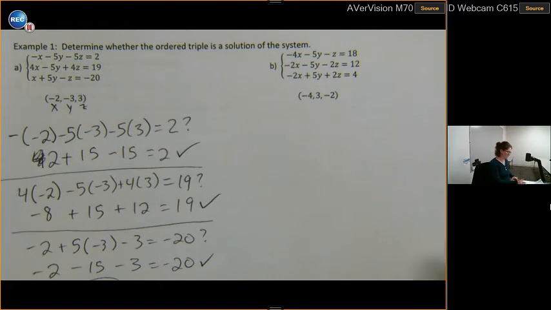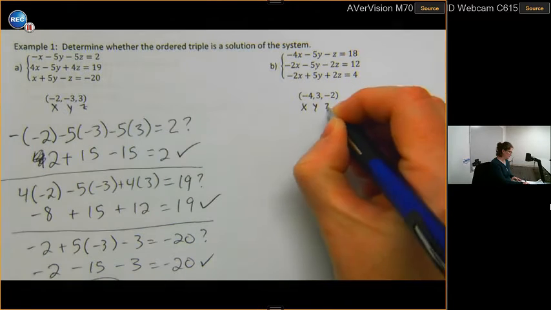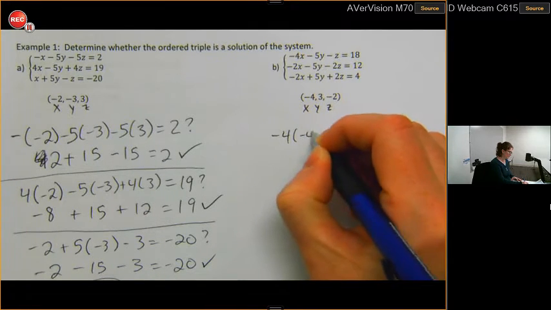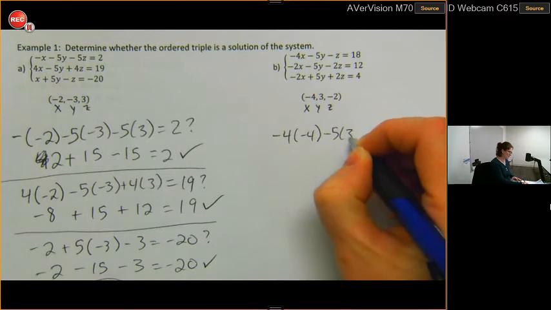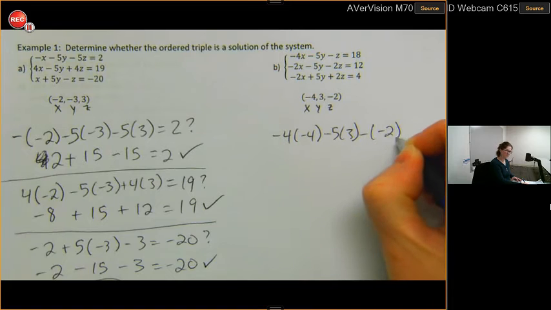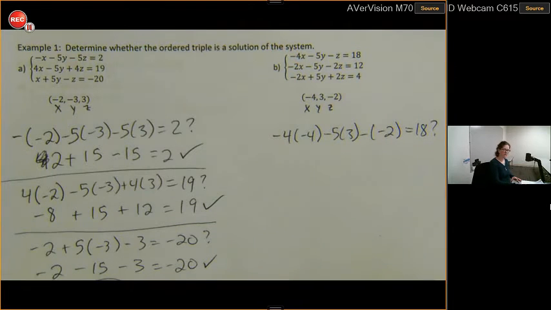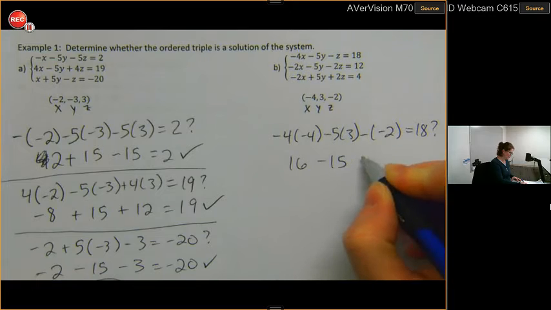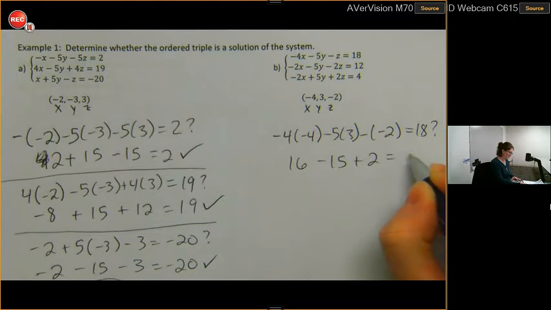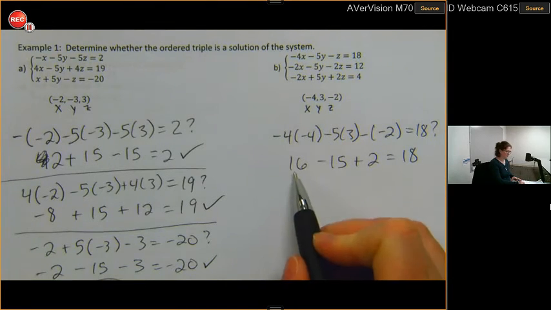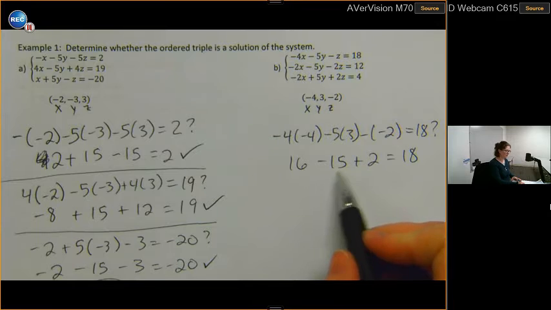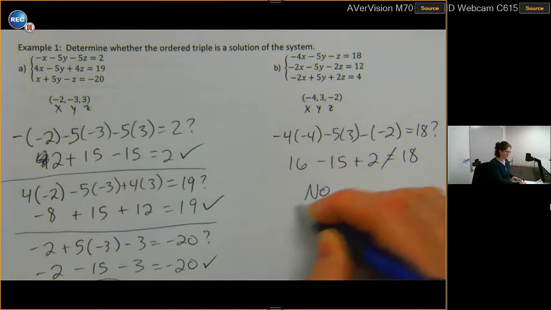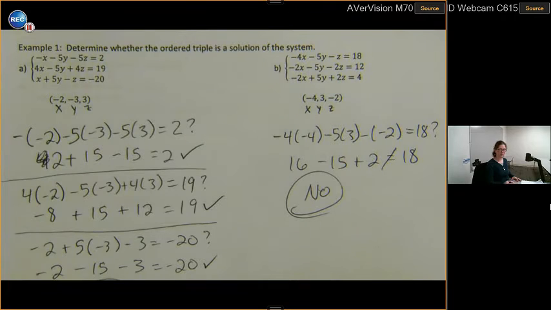Part B, we have our x, y, and z, new set of equations. 16 minus 15 plus 2, does that equal 18? 16 minus 15 is 1, plus 2 is 3, not 18. So I can stop right there and say that my answer is no.